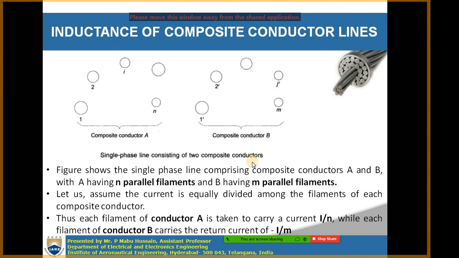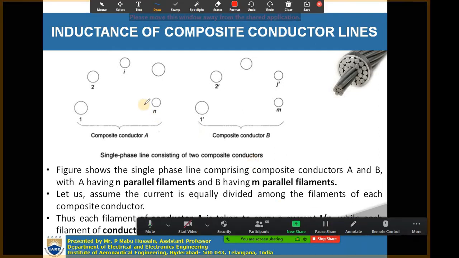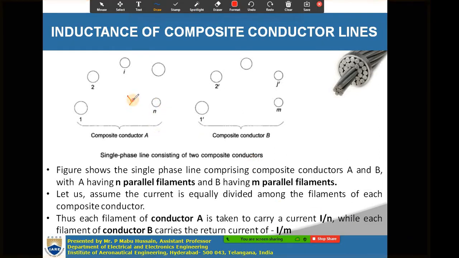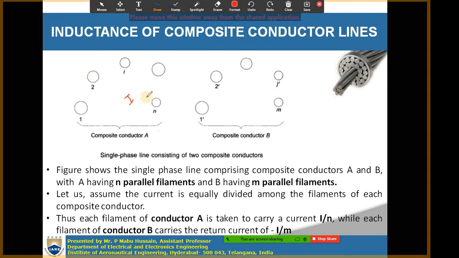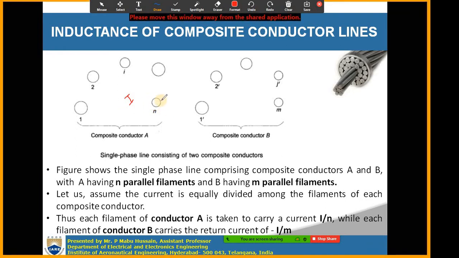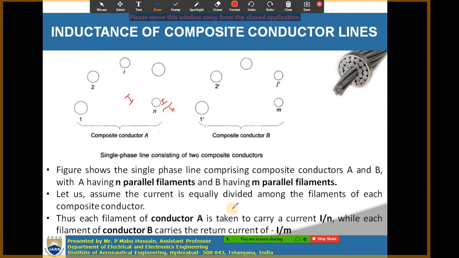Okay, so as there are n number of strands, right? Suppose the current flowing through the entire conductor is I, and this entire conductor has n number of strands. So you have to assume that each strand of the conductor will be carrying a current of I by n. So conductor A will be carrying current I, and each strand will be carrying I by n, because there are n number of conductors.